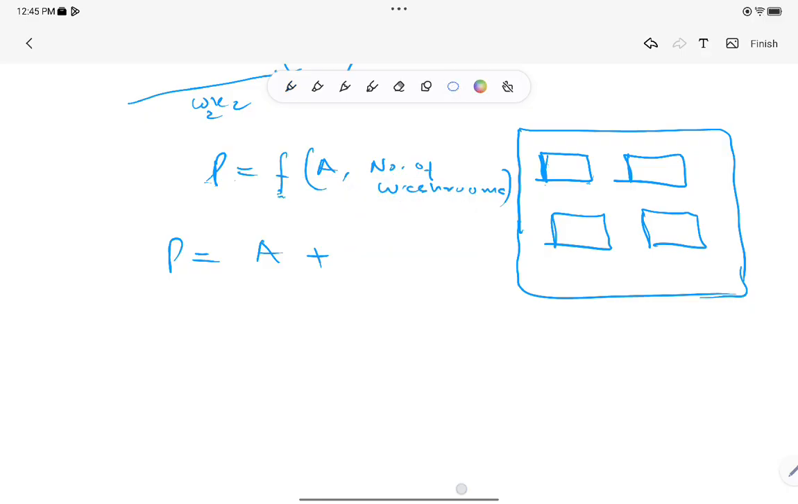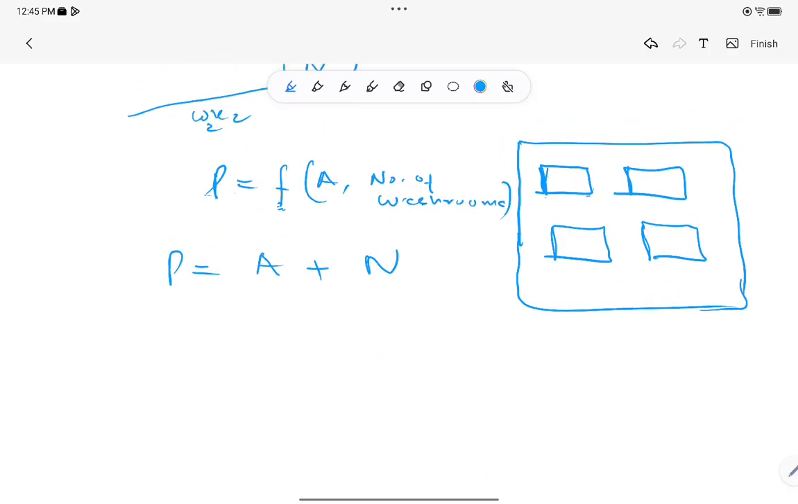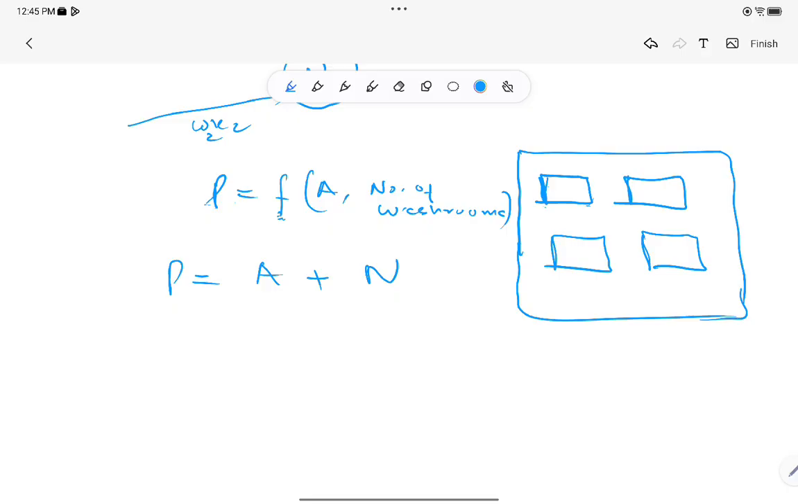So I write n, area and number of washrooms. Okay, but you cannot write it like this. There are reasons why you cannot write it like this.